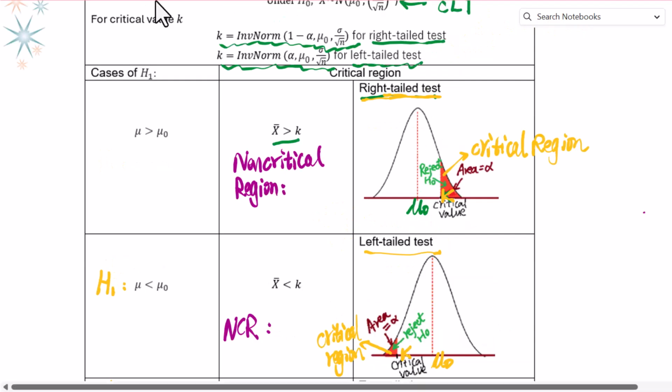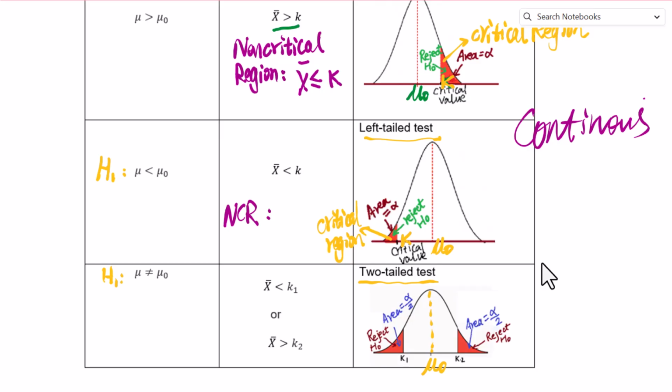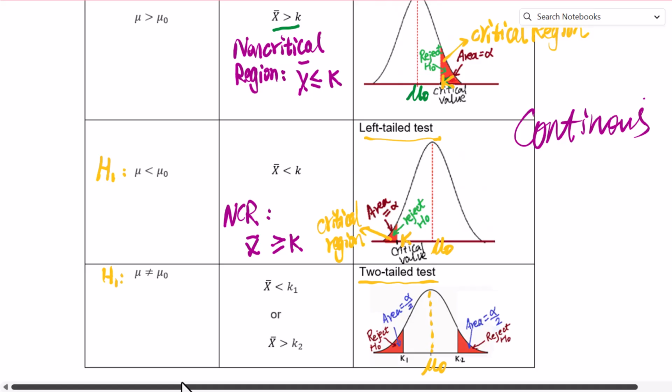Let's talk about non-critical region. For right-tailed test, since the data is continuous, non-critical region will be X bar less than or equal to K. For left-tailed test, non-critical region X bar greater than or equal to K. For two-tailed test, non-critical region X bar greater than or equal to K1, less than or equal to K2.